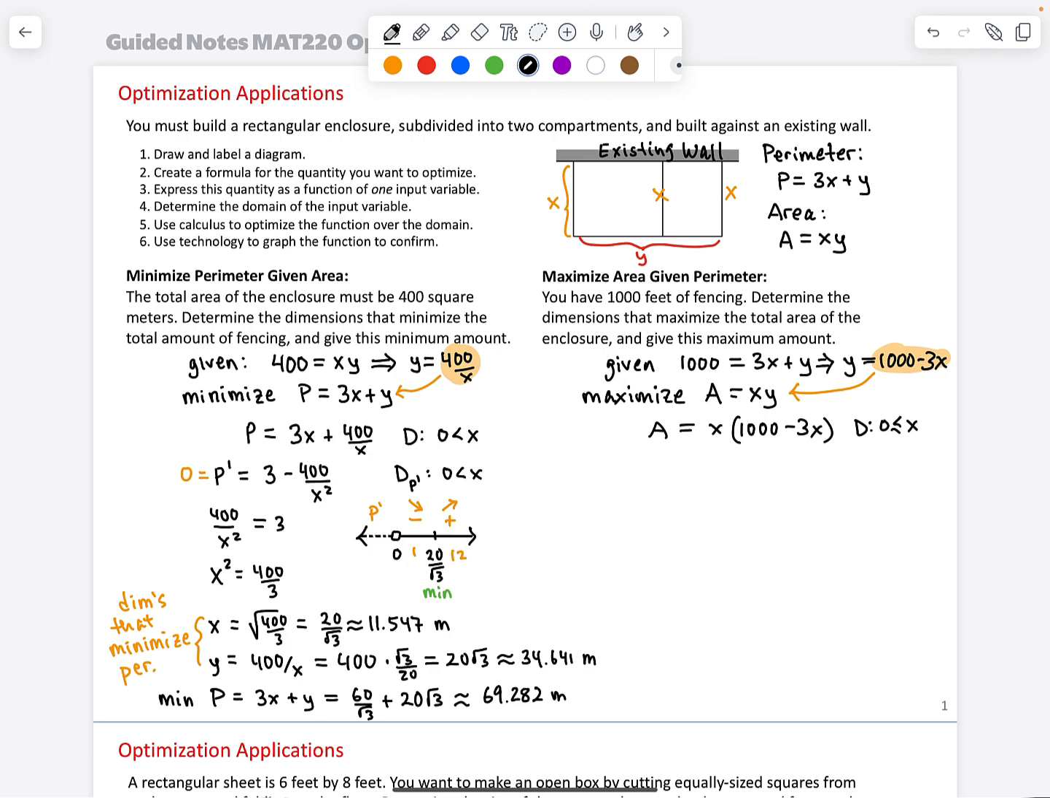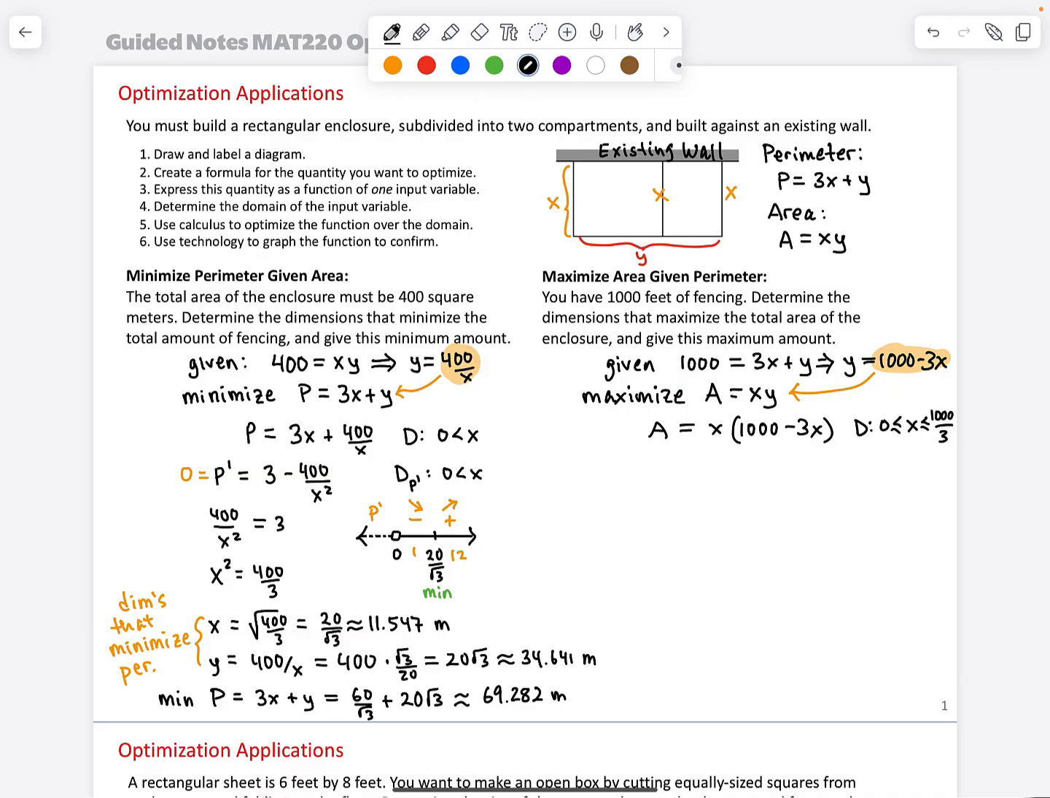The largest x would be 1,000 divided by 3. This would be where y is 0. In other words, we use none of the fencing for the y length, and we use all 1,000 feet of fencing for the 3x lengths, which means each x would be 1,000 divided by 3. This would also produce an area of 0, because y would be 0, so not ideal.